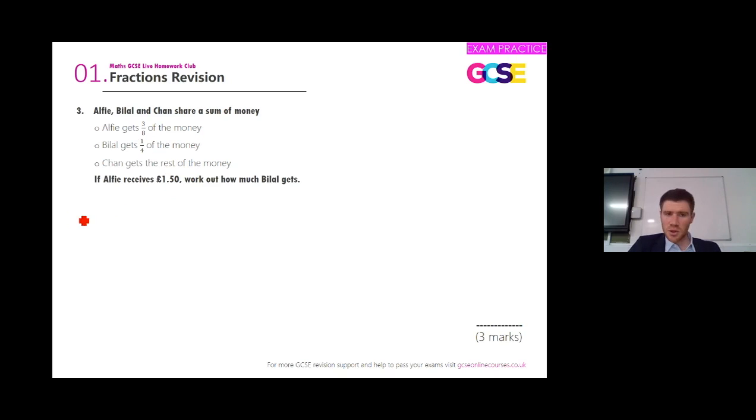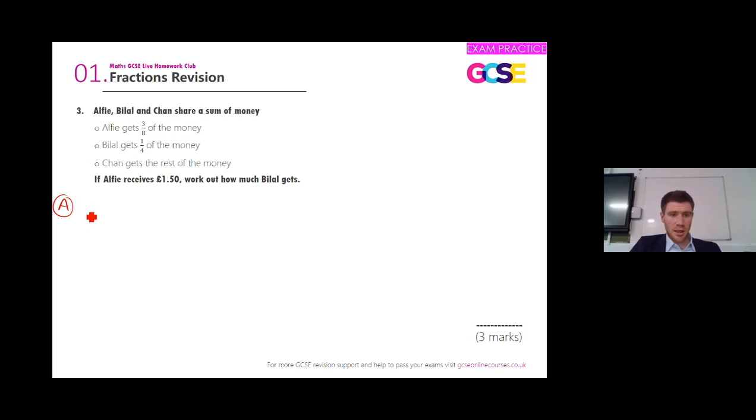So now I'm going to try it without the bar model, because there is a more fiddly question, shall we say, where the bar would not be as appropriate. So let's see if we can get that done. So let's start with Alfie. Mark that for the examiner. We're going to start with Alfie. Alfie receives £1.50, and he also gets 3/8 of the money.